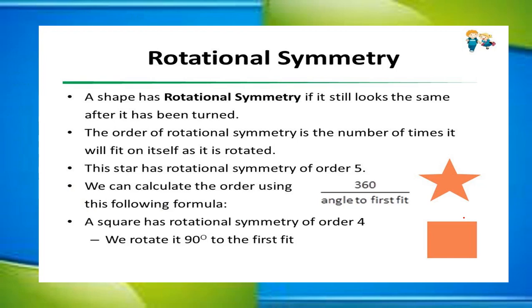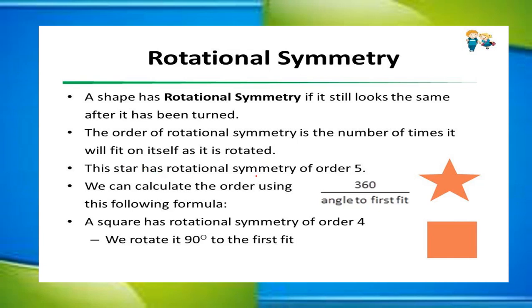So here we have some points. A shape has rotational symmetry if it still looks the same after it has been turned. We can say rotation, or we can say after a turn. The order of rotational symmetry is the number of times it will fit on itself as it is rotated. That means the number of times when we rotate it and it looks the same, that number is known as the order of rotation.